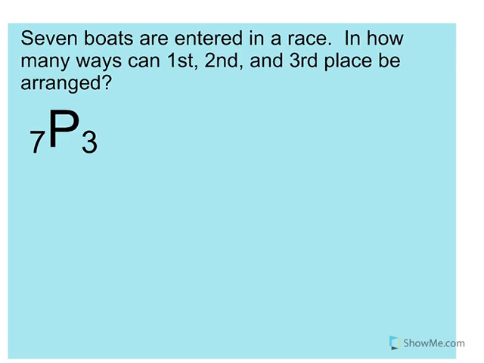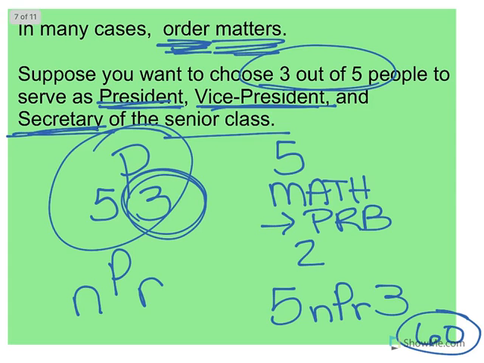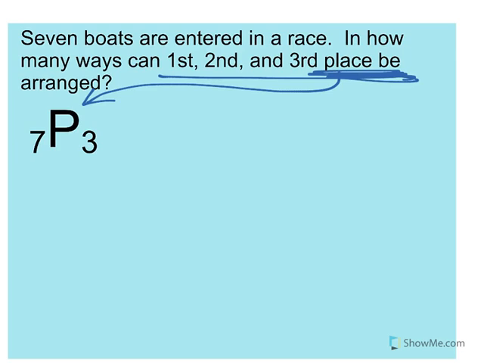All right, let's try another one. 7 boats are entered in a race. How many ways can they be placed? Place starts with P. Same thing as President starts with P. Usually you're going to get a word that starts with P to help you figure it out. So go ahead and calculate that.